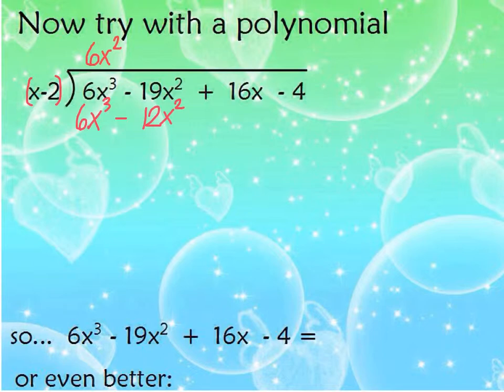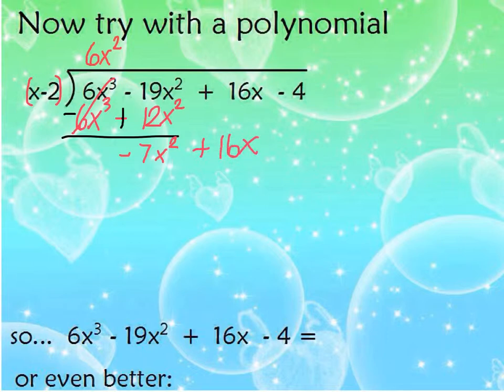And then we subtract. I usually show subtraction by changing the signs on it, and then go back and say, all right, so that's going to drop. I've got a negative 19 and a positive 12, so that's going to be a negative 7x squared. Bring down my next number. And then you start all over.